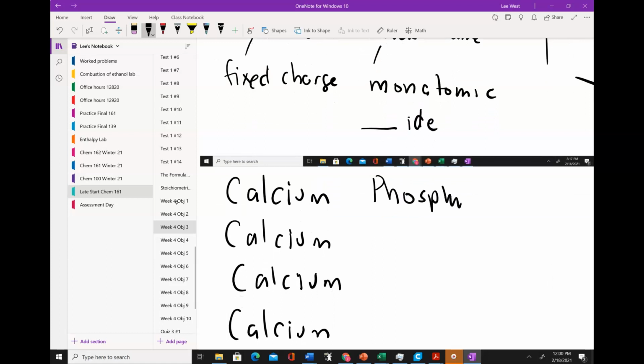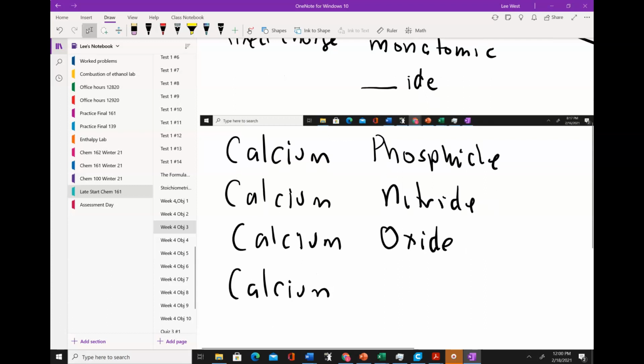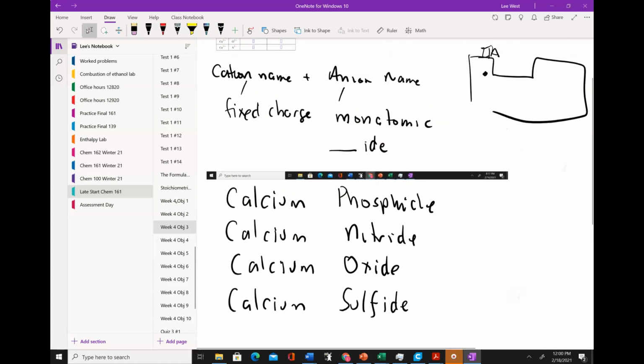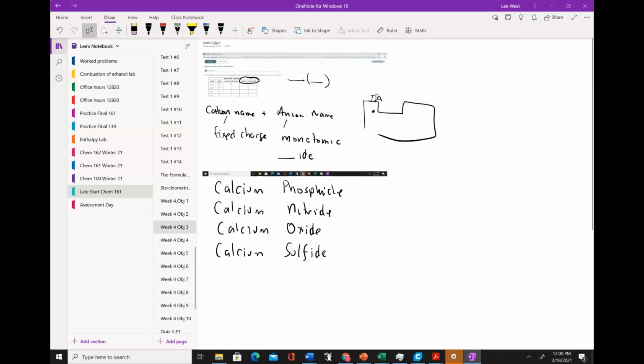Phosphide, nitride, oxide, sulfide. And if you're uncertain of the stem names, you can find tables of stem names of the non-metal elements on the internet, and then you can be really super sure that you've got everything.